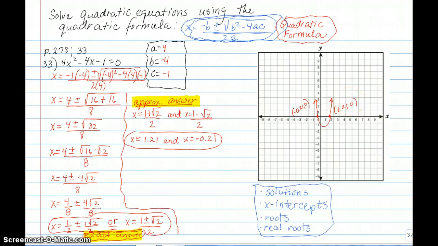So again, just a quick reminder, when you are solving a quadratic equation with the quadratic formula, you're finding the solutions, which if you had to graph them would be the x-intercepts, and they can also be called the roots or real roots. Now we're going to move on to factoring to solve quadratic equations.